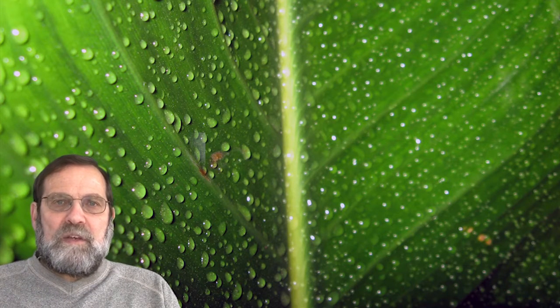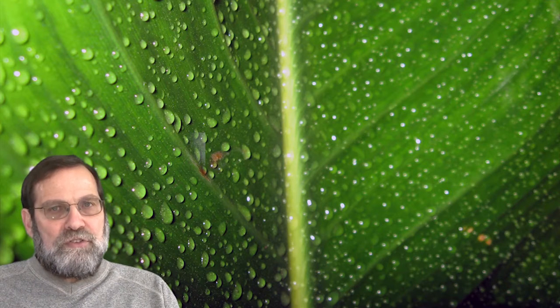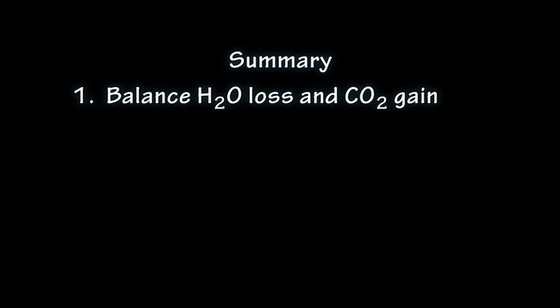The next video segment examines the relationship between carbon dioxide acclimation and nitrogen, and presents a more straightforward mechanism for explaining carbon dioxide acclimation. In summary, number 1, plants must balance water loss against carbon dioxide gain.